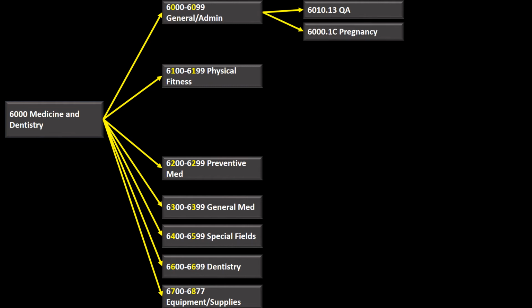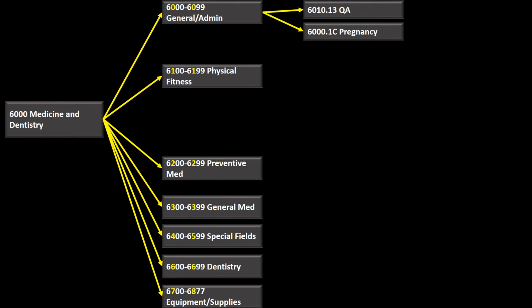And then pregnancy, the pregnancy instruction, it falls under 6000.1C, a OpNav instruction. And the reason that one falls under general admin, because it's not necessarily how to do medical care for a pregnant service member. It's more about the admin. When do the uniforms change? When is the service member going to be offered BAH, and everything to do with returning to full duty and all that stuff? It falls under general admin.